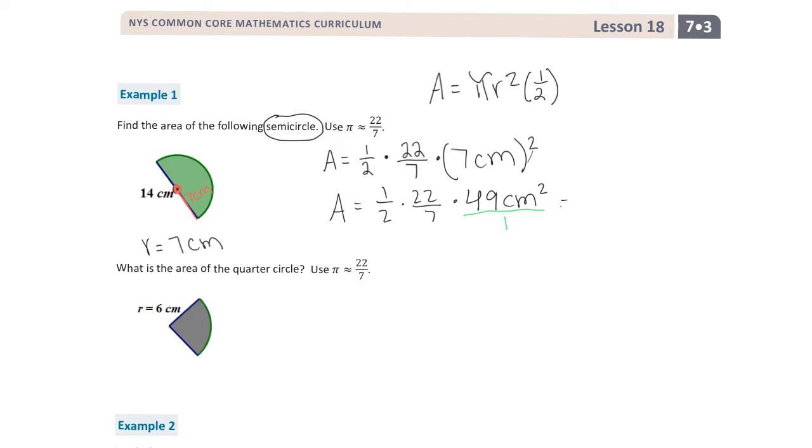All right, the answer you should have got for this is 1,078 centimeters cubed. This is going to be our numerator. And then our denominator is 2 times 7 times 1, which is 14. Go ahead and get your calculator out and solve for 1,078 divided by 14. All right, your answer is 77 centimeters cubed.